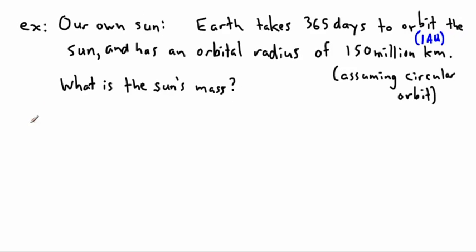So again, we have the sun here, which is in the center. And we have the Earth, let's say, that's going around in a nice, we're going to assume it's a circular orbit, even though we know it's not exactly. And it's going to have an orbital radius here of that number right there, that's the radius. We know that the time it takes to go around is 365 days.